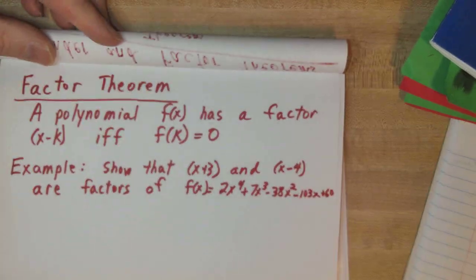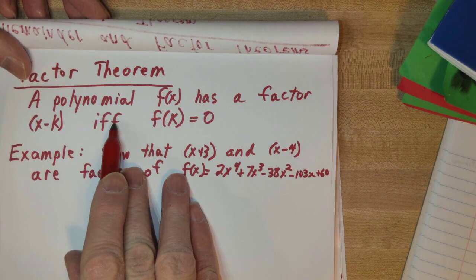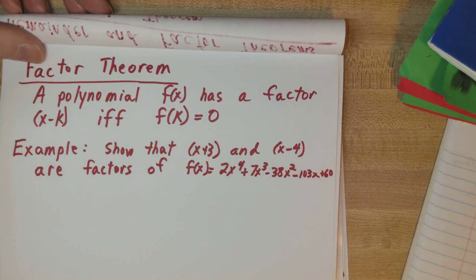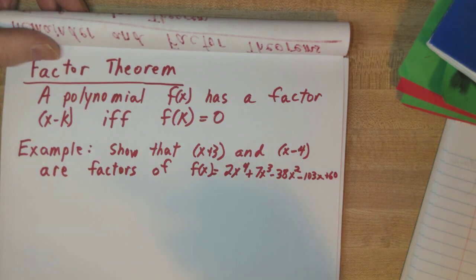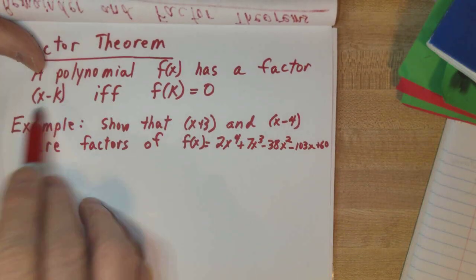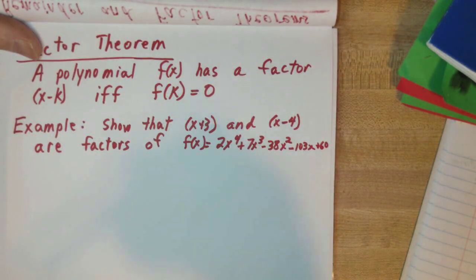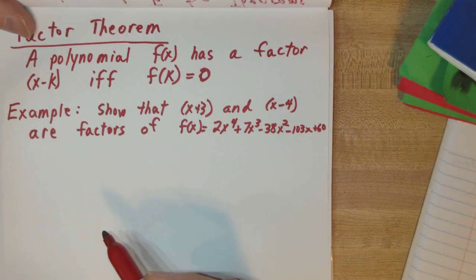And here is the factor theorem. A polynomial f of x has a factor x minus k if and only if f of k equals 0. If the remainder is 0, it's a factor. Just like if you were dividing 36 by 9, you'd get 4 with no remainder. That's probably not the best example, but if we did a longer problem and you had no remainder, you would know that that is a factor.